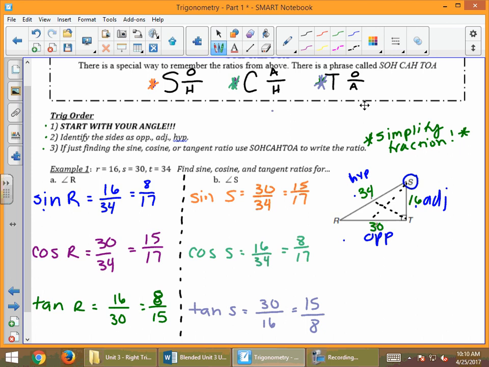You might be noticing some things, some patterns. We'll go a little more in depth with those patterns at the end of this unit. You might be noticing some things about the sine of R and the cosine of S, and the cosine of R and the sine of S. Then you notice the tangents of the two angles are flip-flopped, and we're going to go more in depth with that later down the road. For right now, just focus on labeling the sides and setting up the right ratios.